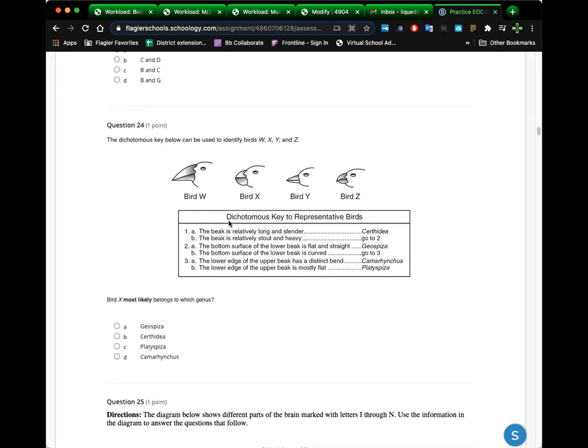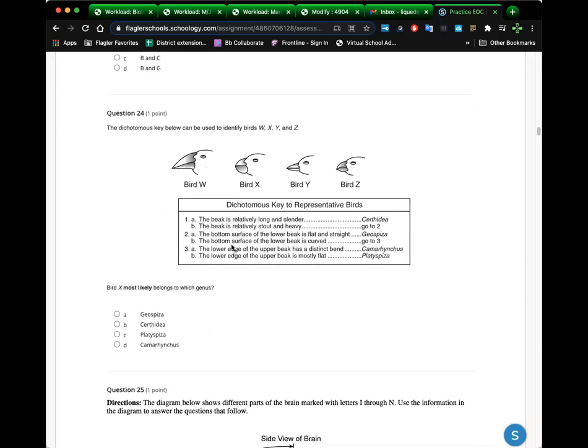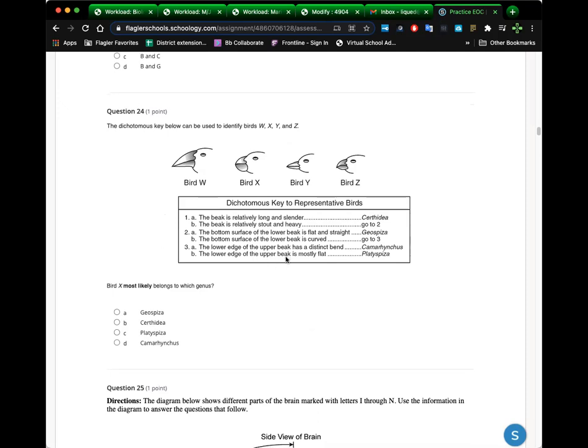All right, dichotomous key. Now, I honestly don't know if you had a dichotomous key in your lessons. So let's go through it real quick. It's pretty simple. We're going to identify bird X. You always start with the top. The bird beak is, so we're looking at bird X. This one is relatively long and slender. It is not long and slender. Okay, so it's stout and heavy.